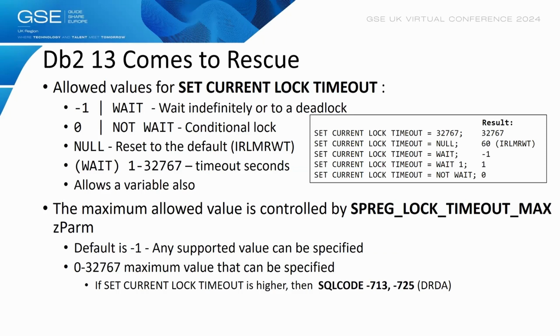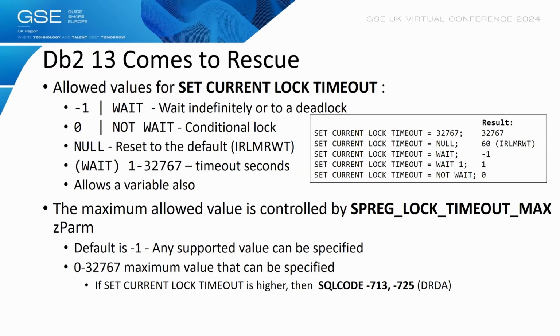So what are the allowed values for this special register? The default comes from the IRLM, so that's what is set by default. Then you can specify a number of seconds. What's interesting is that you can also use this conditional lock. If you use the value of 0, conditional lock means that you will just know whether there is a lock or not. So that might be helpful to some applications to learn if there is any lock. And -1 means wait indefinitely, or until a deadlock. So this is what's available.